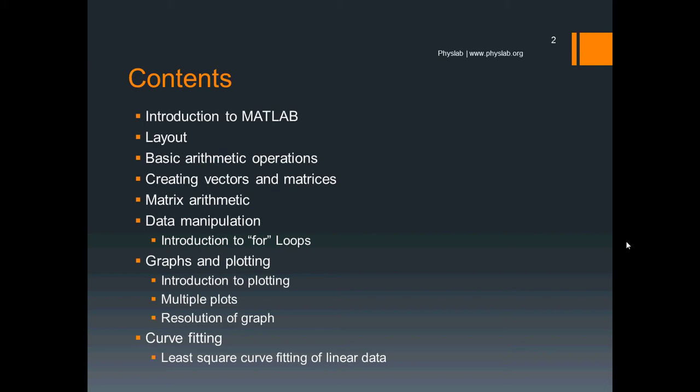And then after you know what matrices are, you are going to perform matrix arithmetic operations. For example, how to sum matrices, how to take an adjoint, how to perform an inverse of a matrix, and so on and so forth. Then we're going to talk about data manipulation, which talks about how you could use loops and different techniques to manipulate the data, particularly the scientific data that we acquire from a real-world experiment.